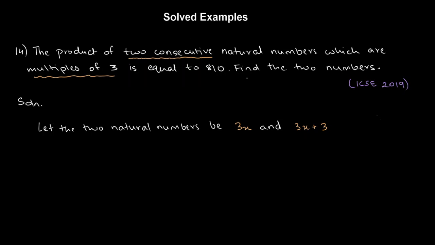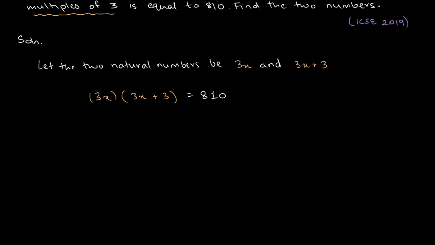The condition given to us is that the product of these two natural numbers is equal to 810. So, 3x into 3x plus 3 as the product of the two natural numbers is equal to 810. That's what they've given us in the question, and that's basically our equation here. We just need to expand this, get it into a quadratic equation so that we can solve it more easily. So you use the distributive property. 3x into 3x makes it 9x squared. 3x into 3 will make it plus 9x is equal to 810.